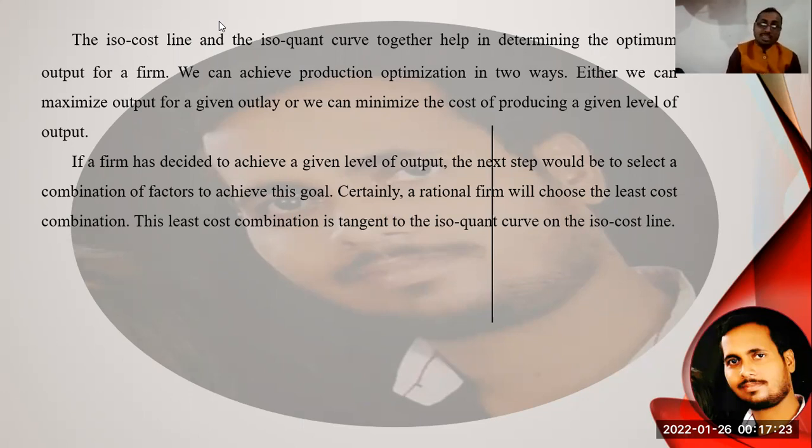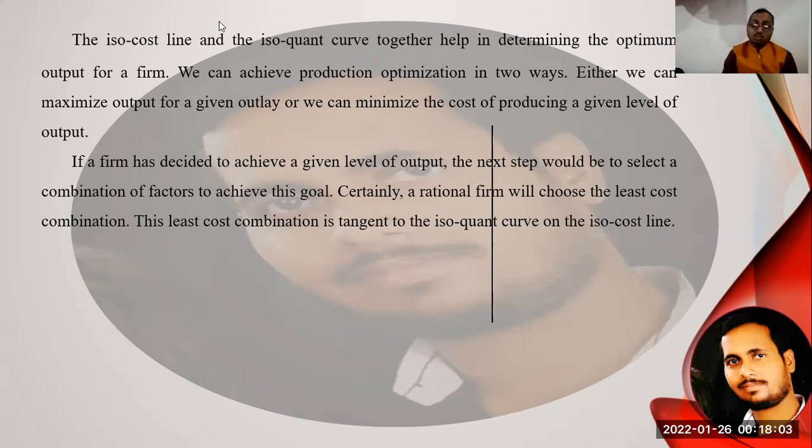If a firm has decided to achieve a given level of output, the next step would be to select a combination of factors to achieve this goal. Certainly, rational firms, or we can say optimal firms, will choose the least cost combination, because with the least cost combination they are able to get the maximized output within the minimized cost. So the least cost combination is where the IsoQuant curve and the IsoCost line are tangent.